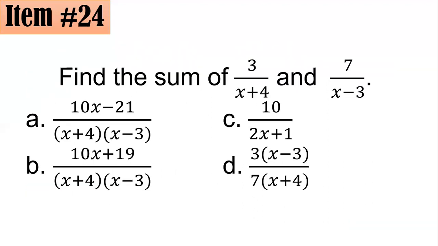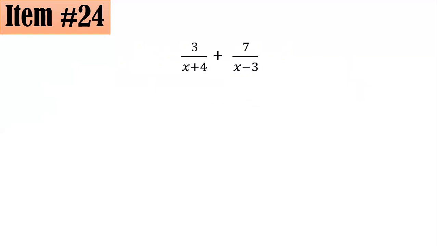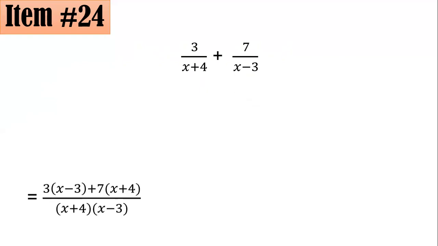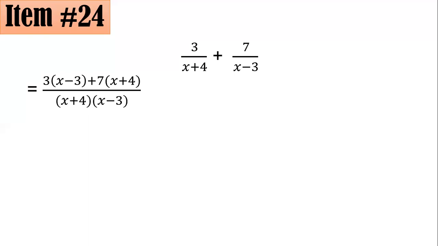24. Find the sum of 3/(x + 4) and 7/(x - 3). Sum implies addition, so we have to add these two fractions. You could see that they have different denominators, so they are dissimilar fractions. Since they are dissimilar, we have to look for their LCD in this case. That's (x + 4)(x - 3).